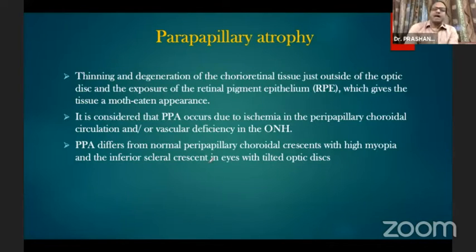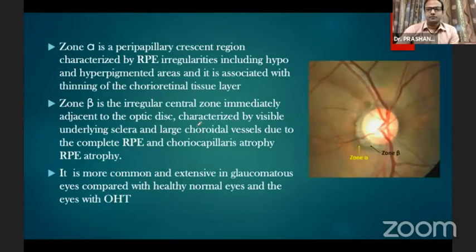Next area is parapapillary atrophy or peripapillary atrophy. This is thinning, atrophy and degeneration of chorioretinal tissue because of ischemia and poor blood supply that exposes the underlying retinal pigment epithelium, which gives the tissue a moth-eaten appearance. So PPA differs from the normal choroidal crescent that we find in myopia, and also from the inferior scleral crescent that we find in a tilted optic disc.